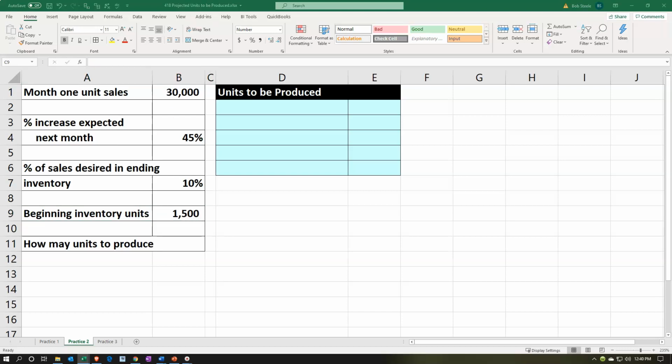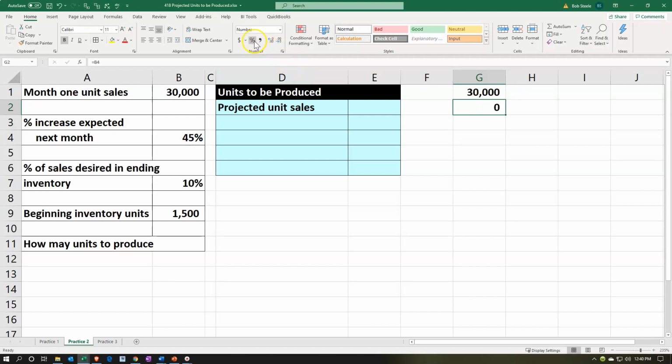So we're going to start with the projected unit sales. Now we have this increase of 45%. Remember, that's just like calculating a tip. If you went out to dinner and you're going to give a 45% tip, which is kind of high, they must have had good service. But let's do it this way, and I want to do this with a formula in Excel. I want to practice using formulas, not just hard-coded numbers.